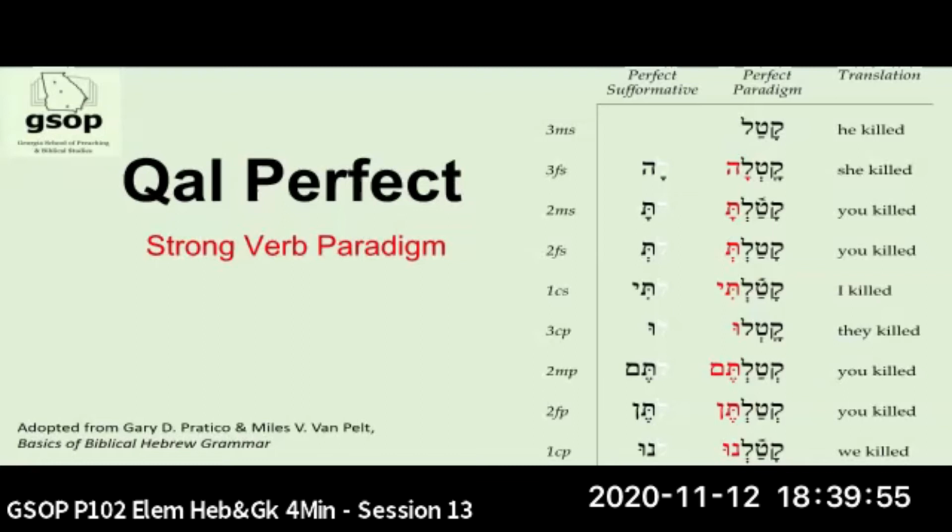The second masculine singular, we typically use this in talking about the call perfect form. These suffixes will change for other stems, but in the call perfect, it will change for the passive. Under the second masculine singular, it's katalta, you killed. Second feminine singular, katalt, you killed also, but it's feminine. First common singular, katalti, I killed.